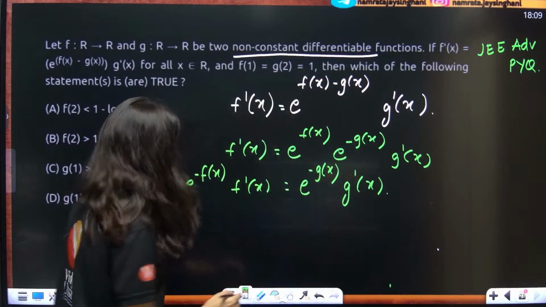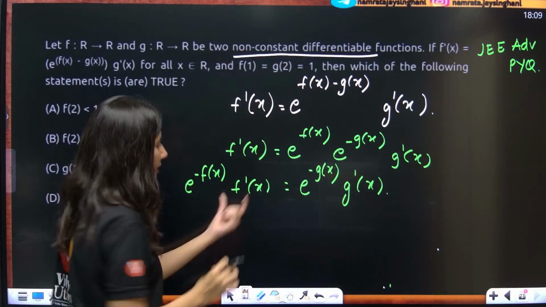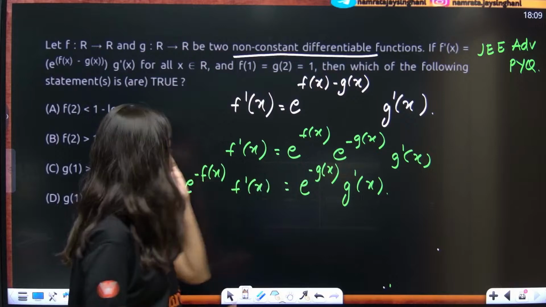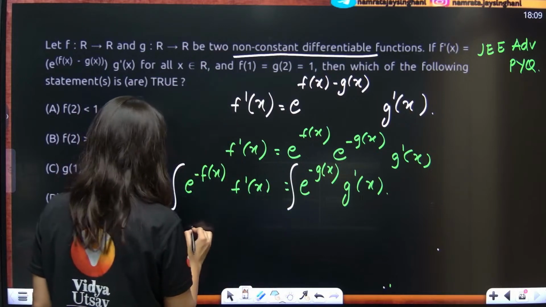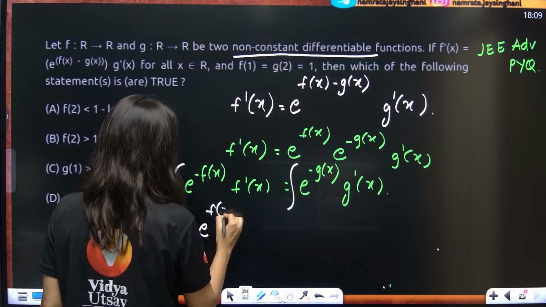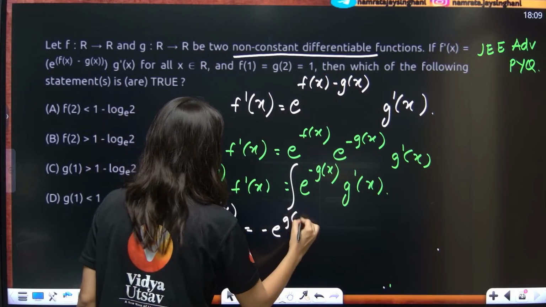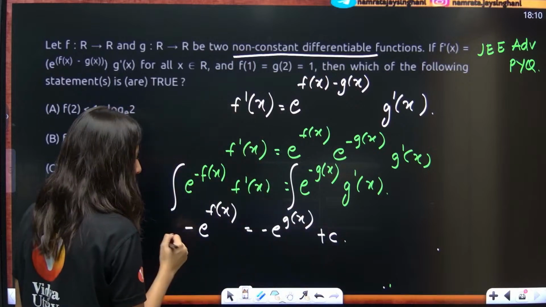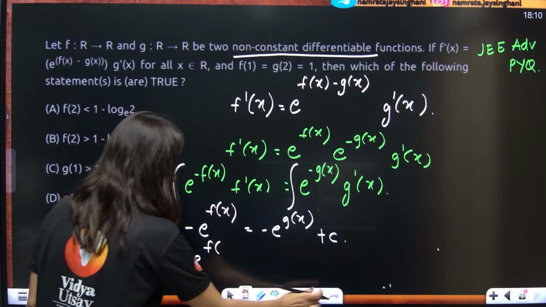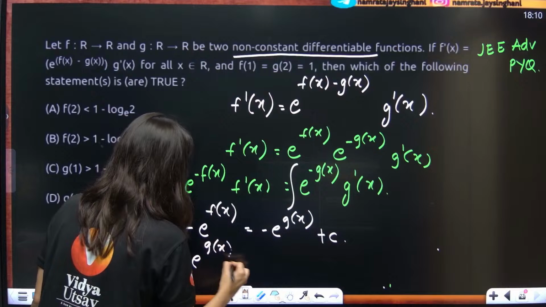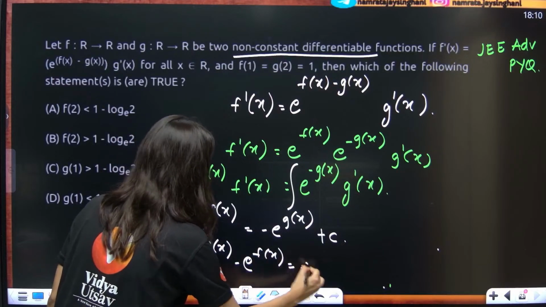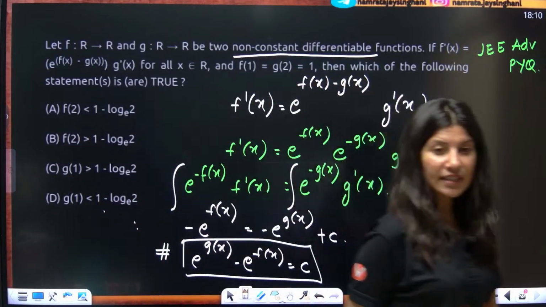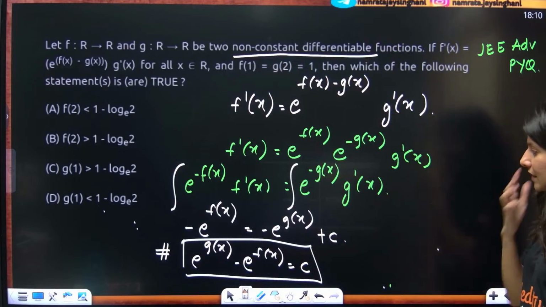Now, obviously, this will be treated as dx, and this will be treated as dx again. So integrate. Integration of this is minus e power fx equals minus e power gx plus constant. Constant you can apply anywhere, so plus constant. Okay, so now e power g of x minus e power f of x is coming out as c. This is what you are going to get.